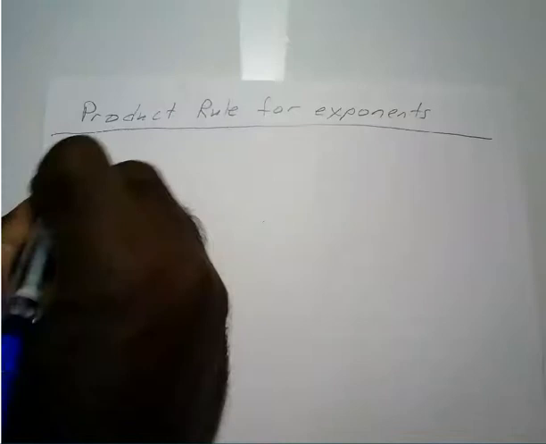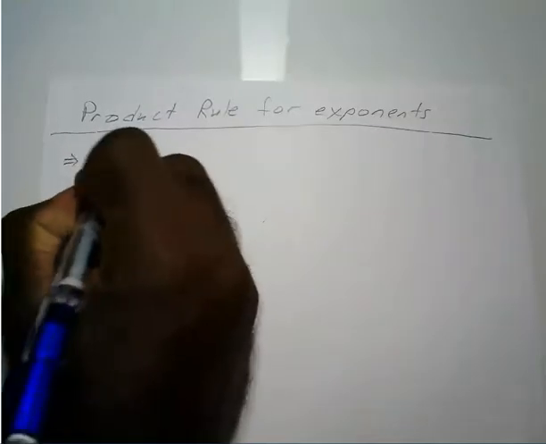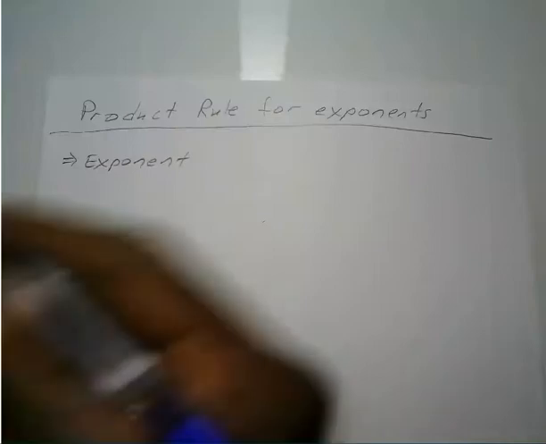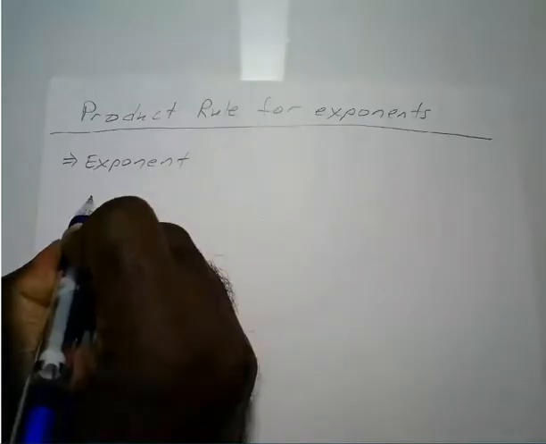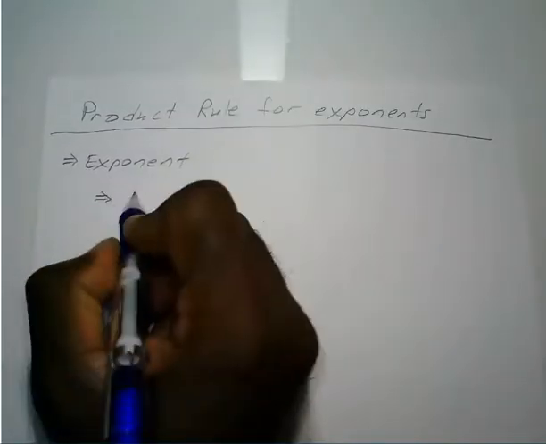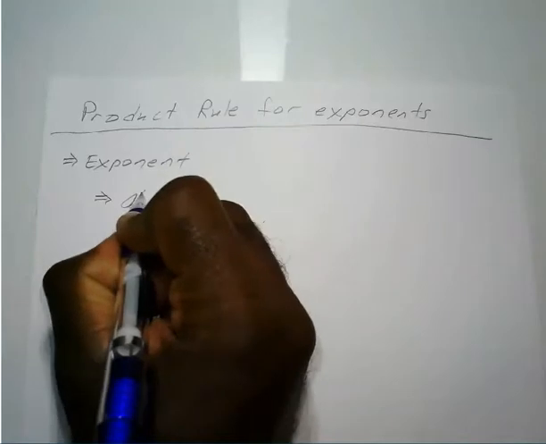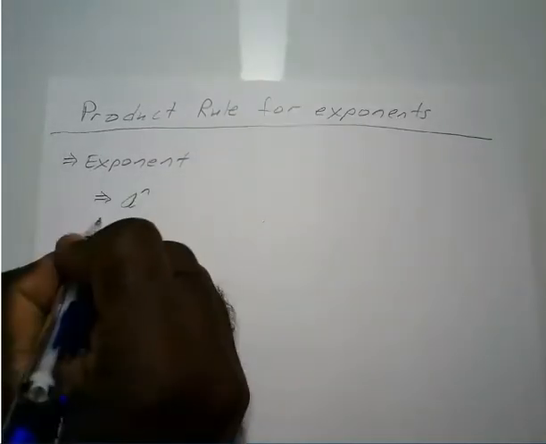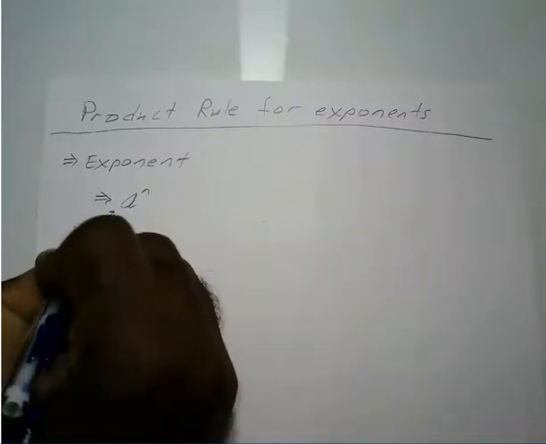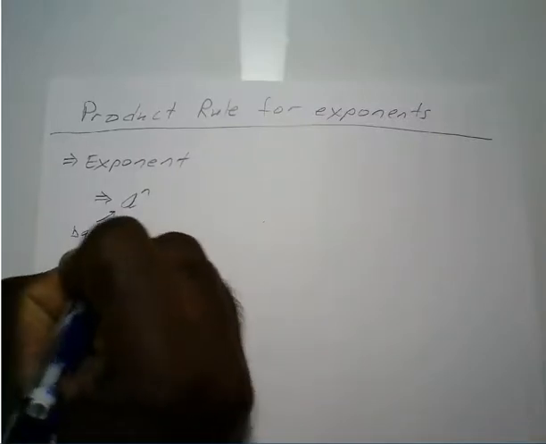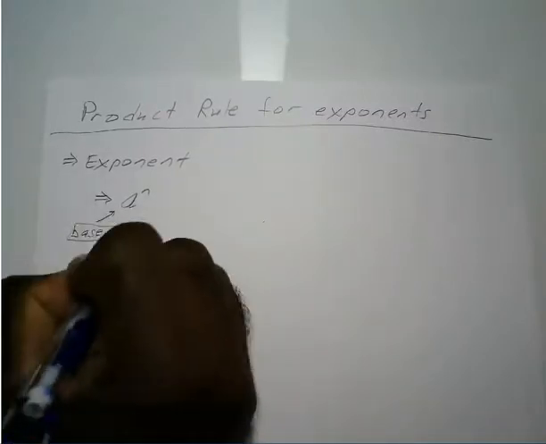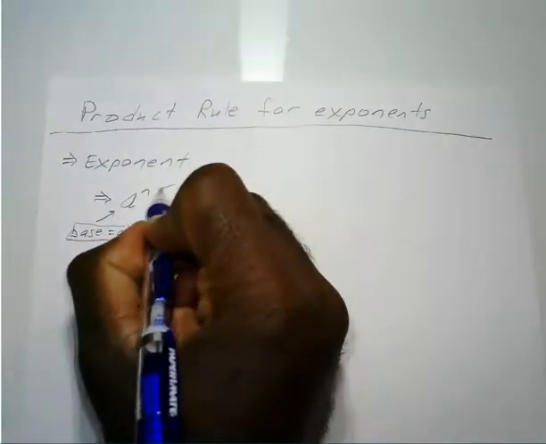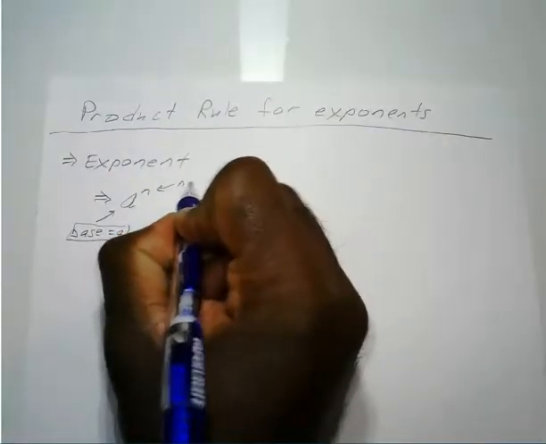Okay, so an exponent, or at least the parts of an exponent, is what we'll call a to the nth power. Now the a is what we call our base. Now the n is the exponent.